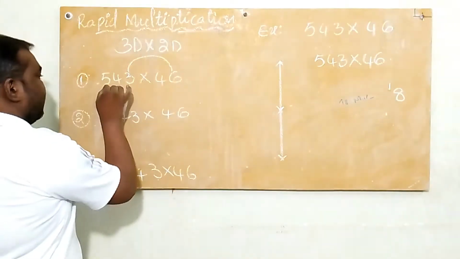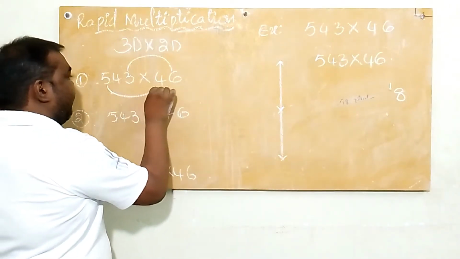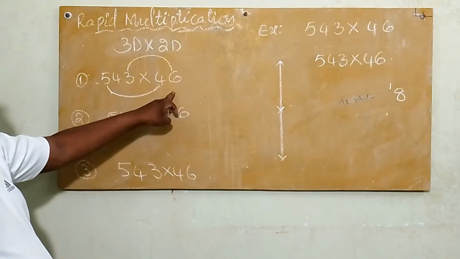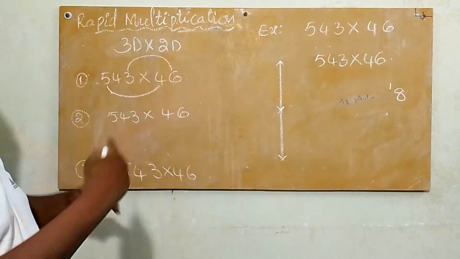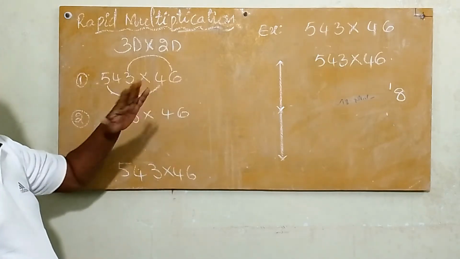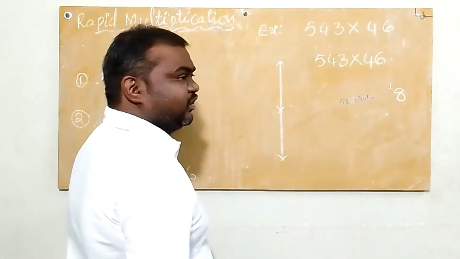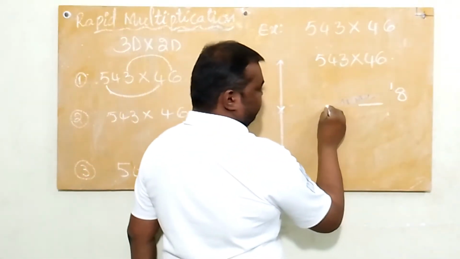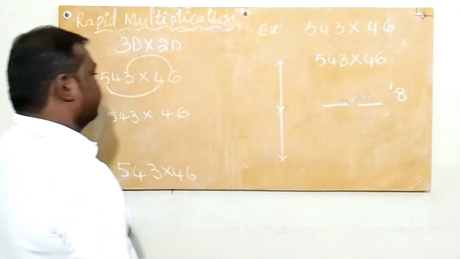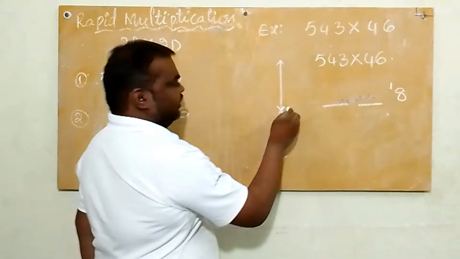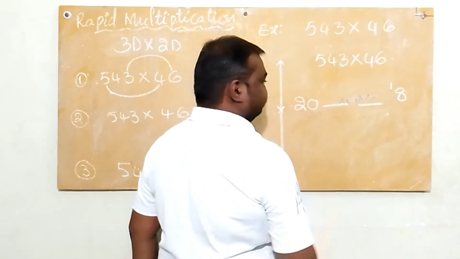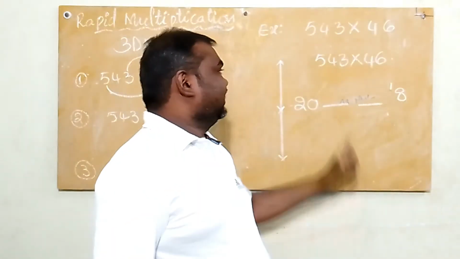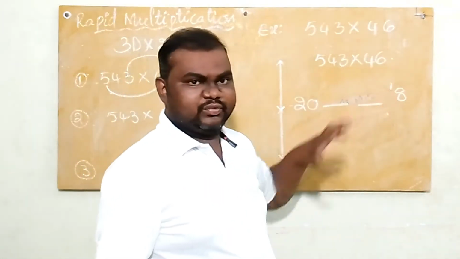Next, the end numbers 5 and 4. These are from the right side, and these are from the left side. 5 times 4 is 20. Before writing this 20, just leave two gaps. Just leave two gaps. 5 times 4 is 20, you can write as usual, 20. Now our duty is to fill these two gaps to get the answer. This is the first step.